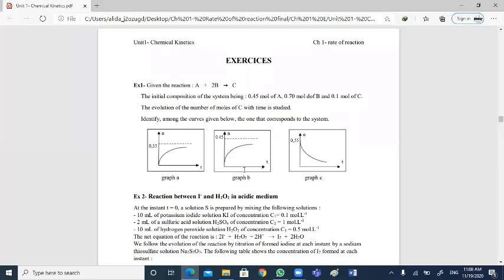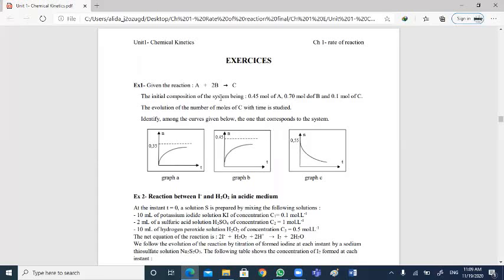Graph A or graph B, which one is the correct? This depends on the shape of the curve. To study the shape of the curve, we should identify remarkable points, which are the initial point, the half-life point, and the maximum limit. In this case, we have no given about the half-life time. Then we should identify two remarkable points, the initial point and the maximum limit.